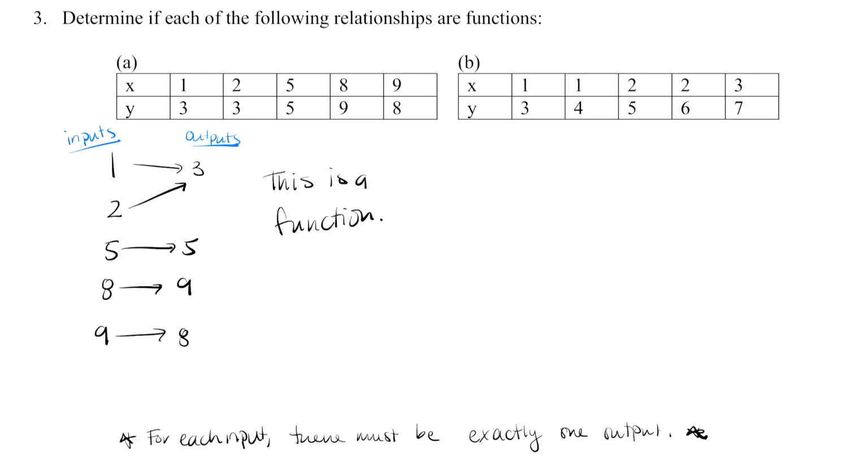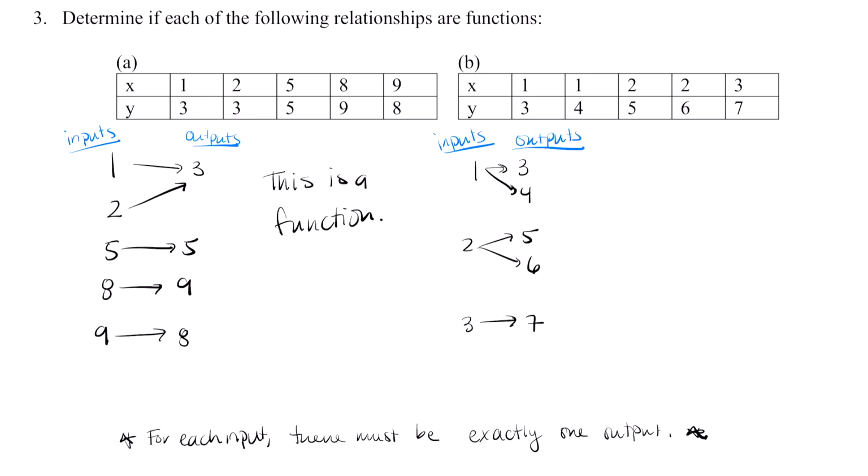What about part B? For part B, 1 goes to 3. And then 1 again goes to 4. 2 goes to 5. But then if you notice, 2 again goes to 6. And then 3 goes to 7. So these are the inputs, and these are the outputs.